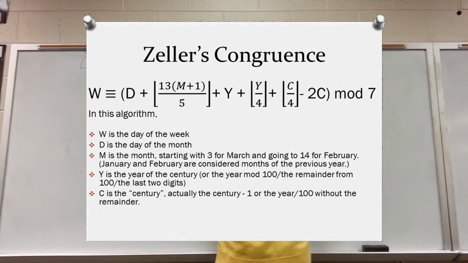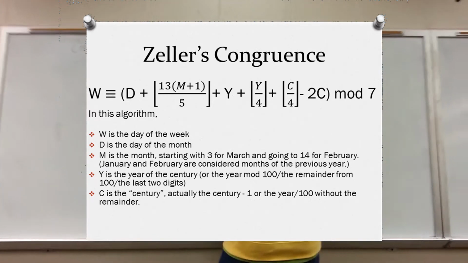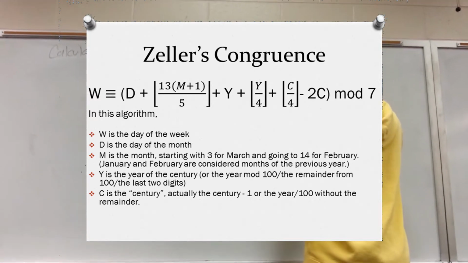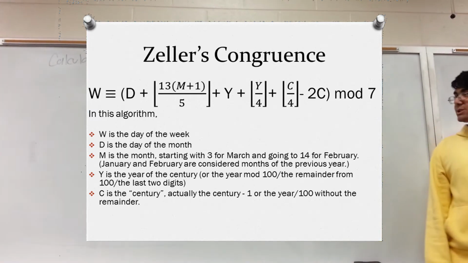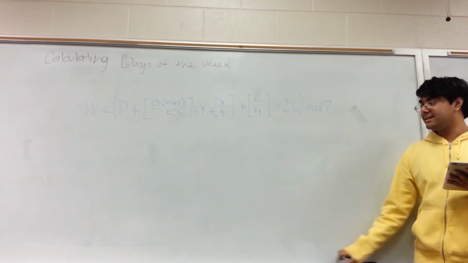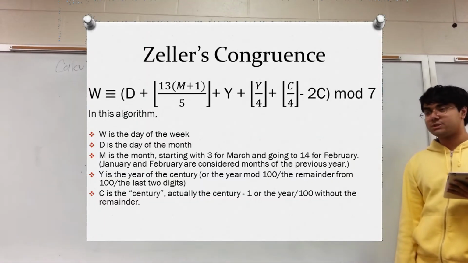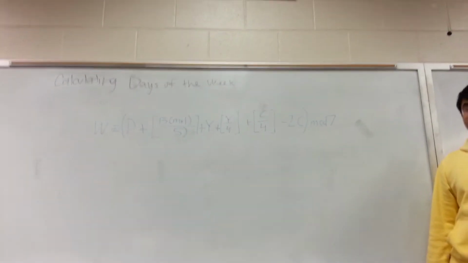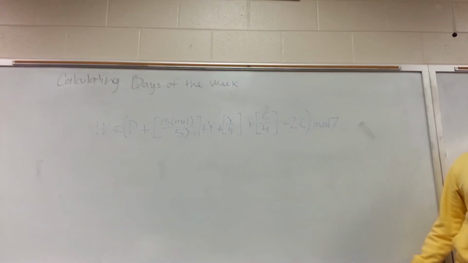In this algorithm, W is the day of the week, D is the day of the month, M is the month, starting with 3 for March and going to 14 for February, and January and February are considered months of the previous year. Y is the year of the century, or the year mod 100, the remainder from 100, the last two digits. C is the century, or the year divided by 100 without the remainder. Mod 7 means to take the remainder of the expression after dividing by 7.